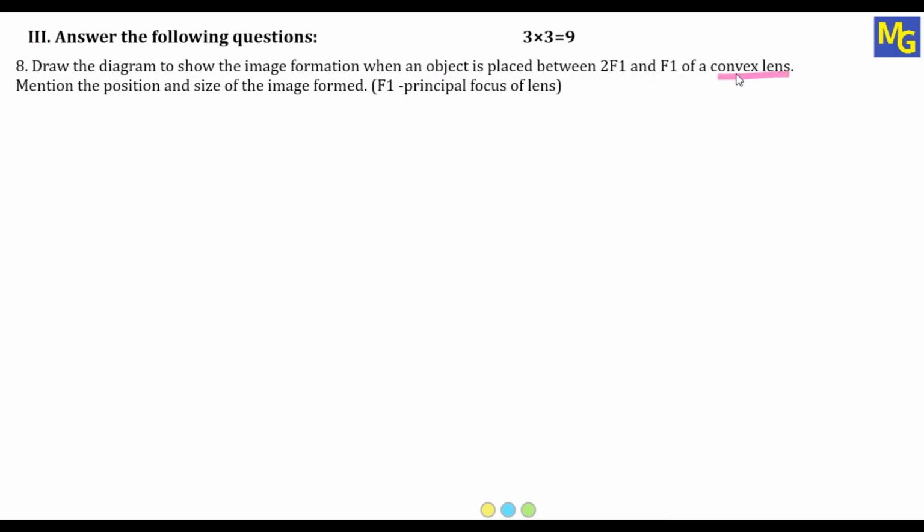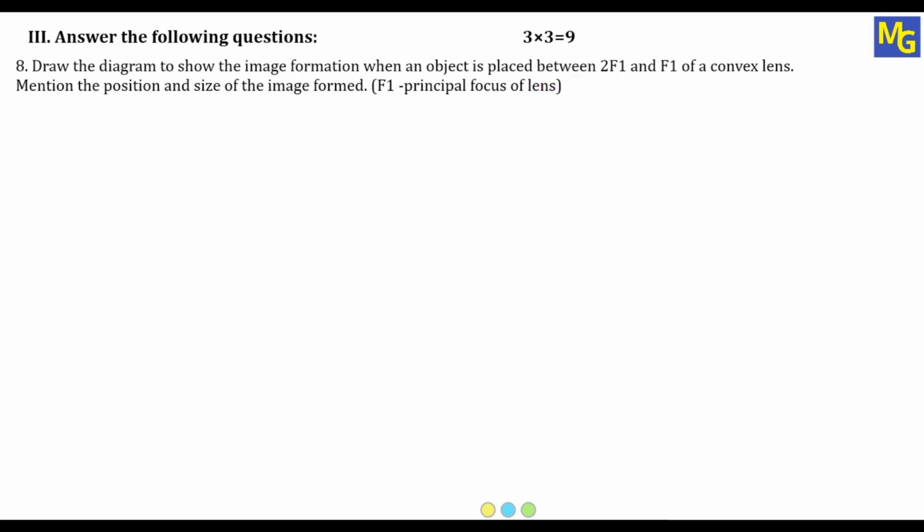So we have to draw the ray diagram for a convex lens when the object is between 2F1 and F1. With this, we have to mention the position and size of the image formed. Sometimes nature will also be asked, but in this question they have asked only position and size. Then for extra information, they have given that F1 is the principal focus of the lens. By using this, you can draw the diagram.